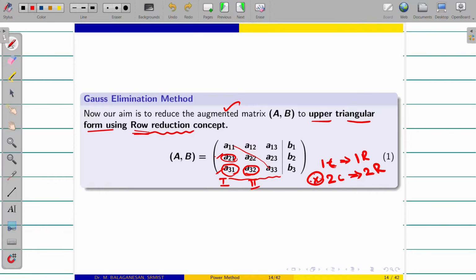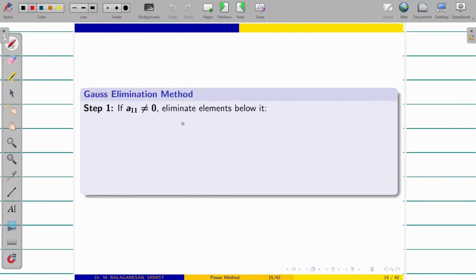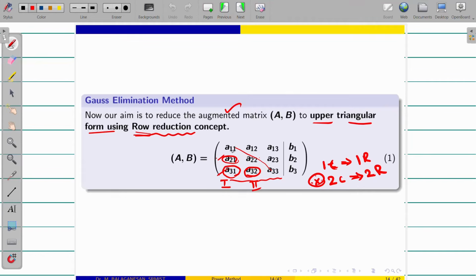Suppose you want to reduce this element A32 to 0, we have to use the second row element, second position. We will discuss this in detail in the upcoming slides. First, to do that, we need the pivotal element. The pivotal element is nothing but this.